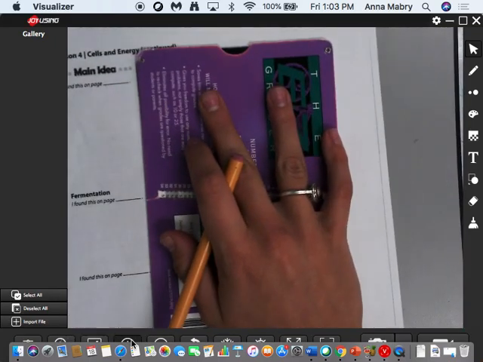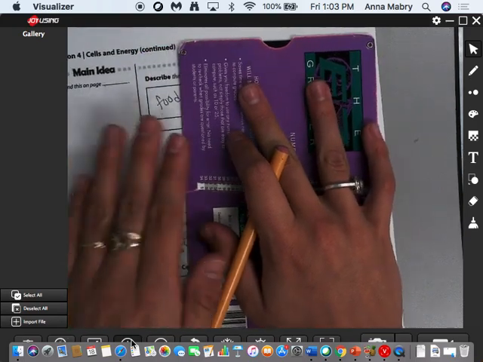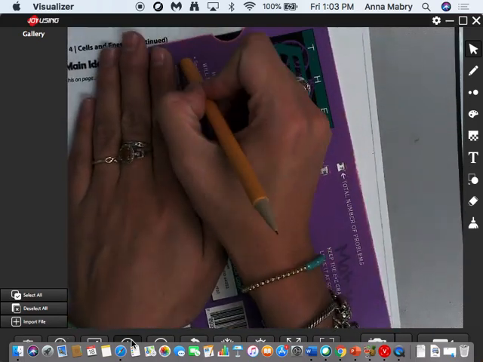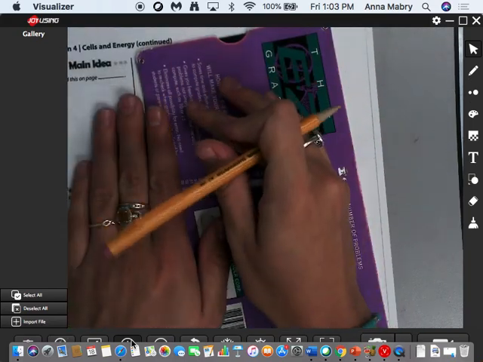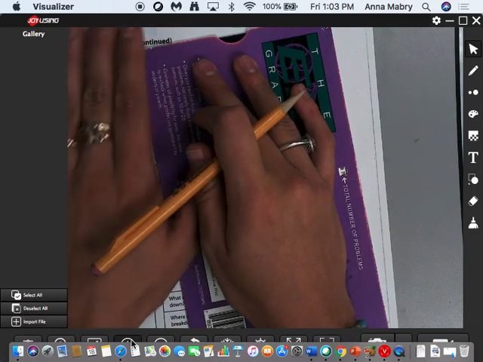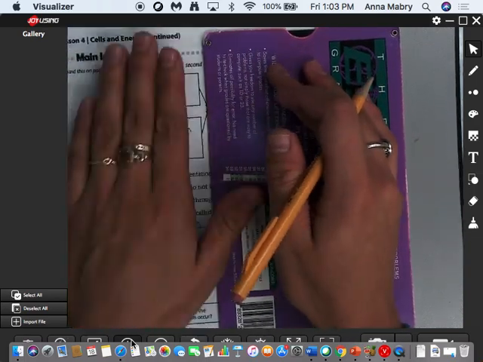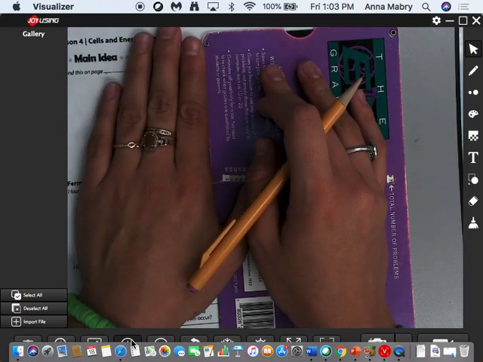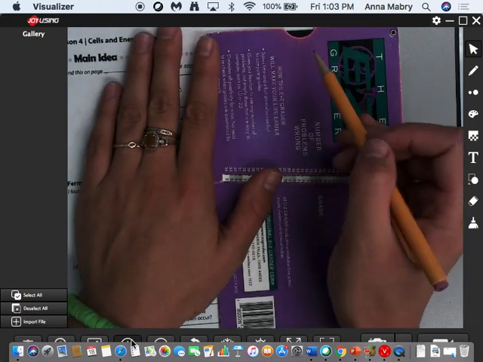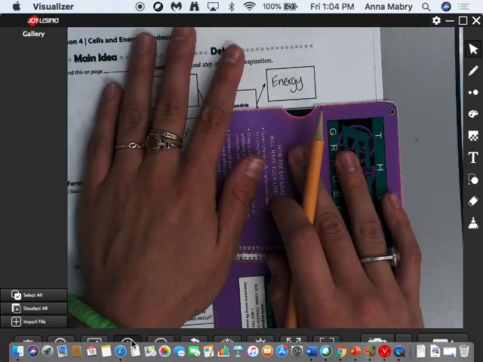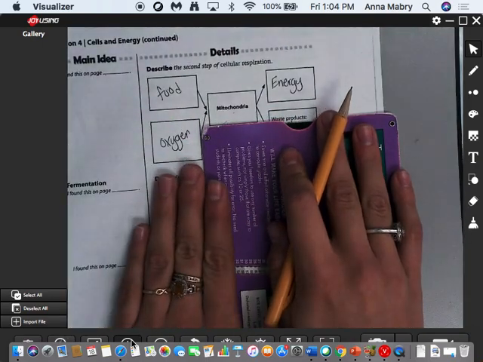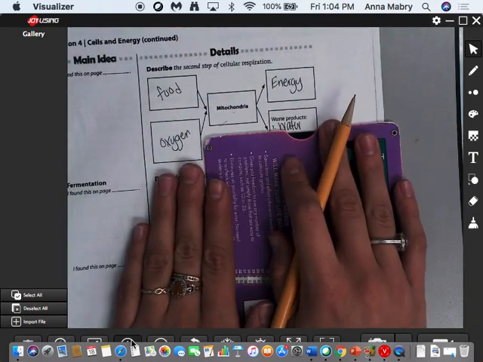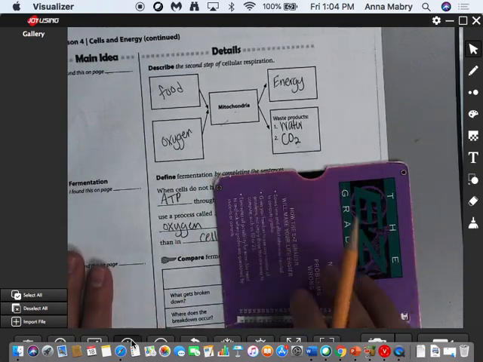Okay, so we're looking at the mitochondria, and what does it do? What comes into the mitochondria? Food comes into the mitochondria, and what else? Oxygen. Good. Food and oxygen come inside the mitochondria, and it produces ATP, which is energy. Good. And what are its waste products? Two waste products. Carbon dioxide and water. So you can put CO2 and water.